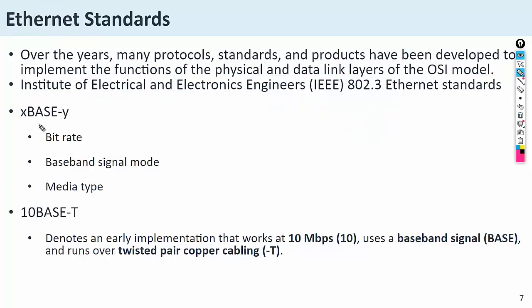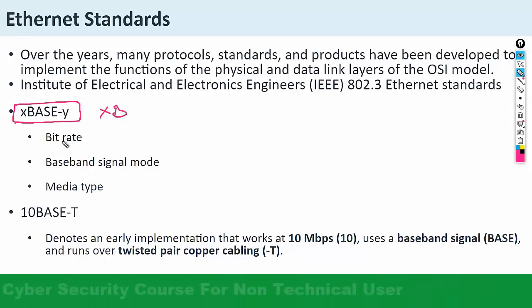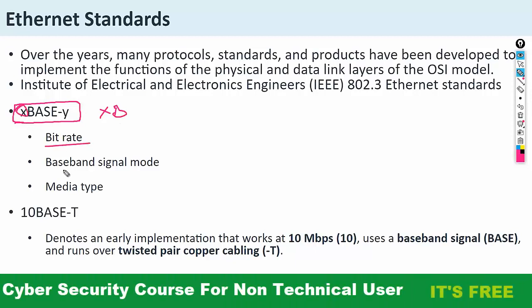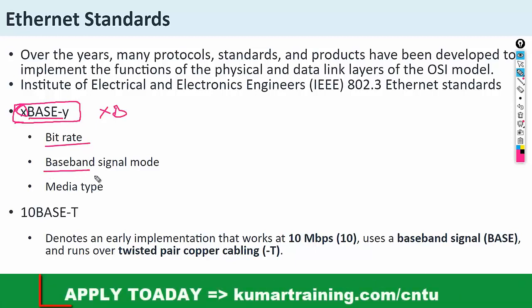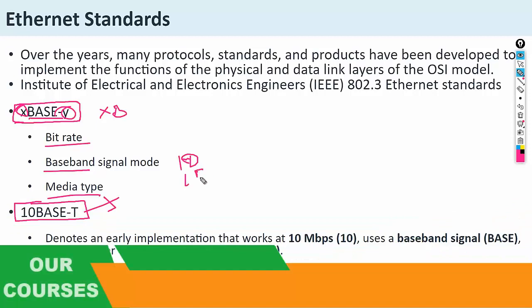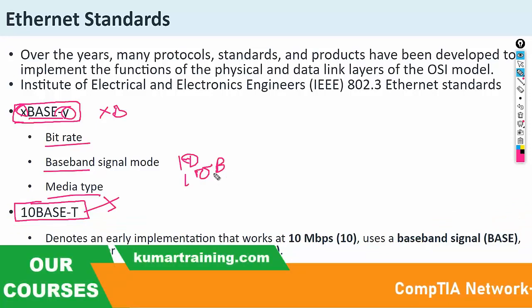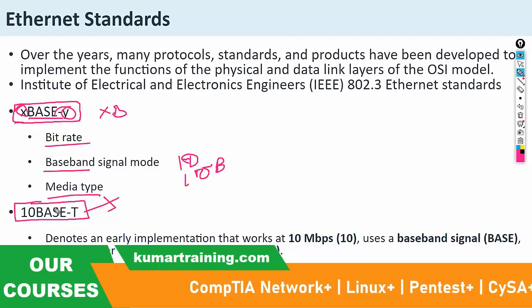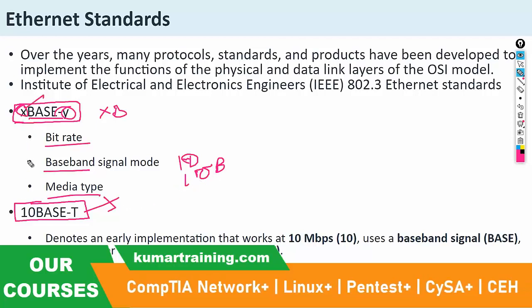There is one standard which is defined for Ethernet. It is called X base Y. X generally defines the bit rate, and base defines whether this is baseband or broadband signal mode. Then Y is the type of media. Here is an example, 10BaseT. You have heard somewhere of 10Base, 100Base, or 1000Base, right? So this is the format to define the standard.